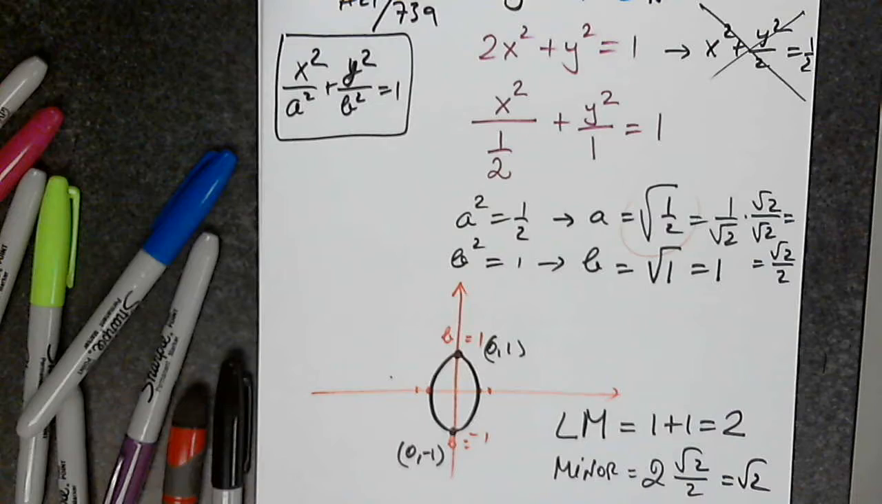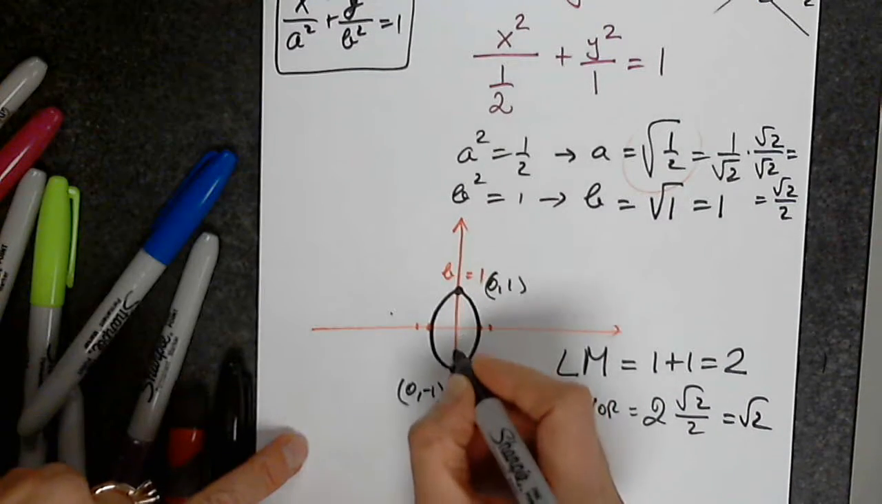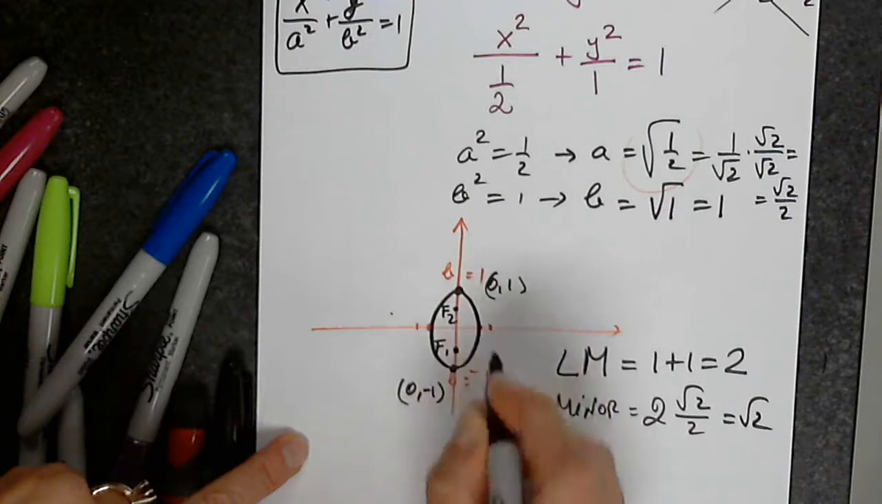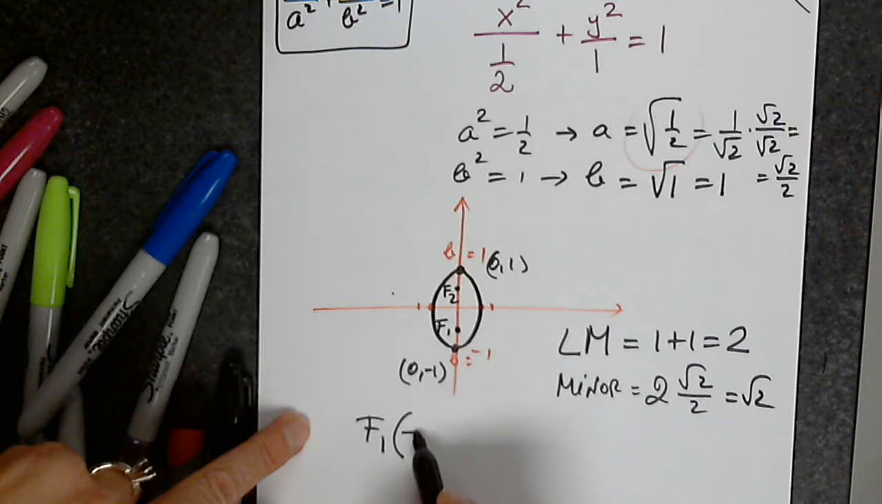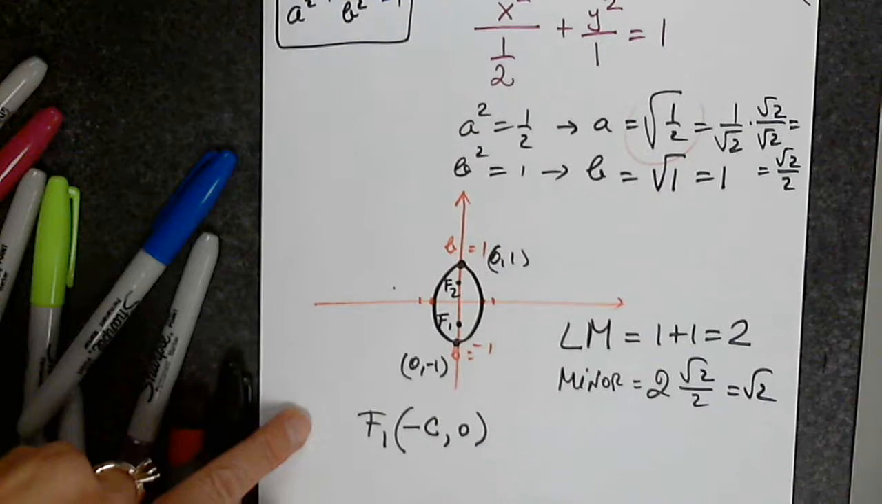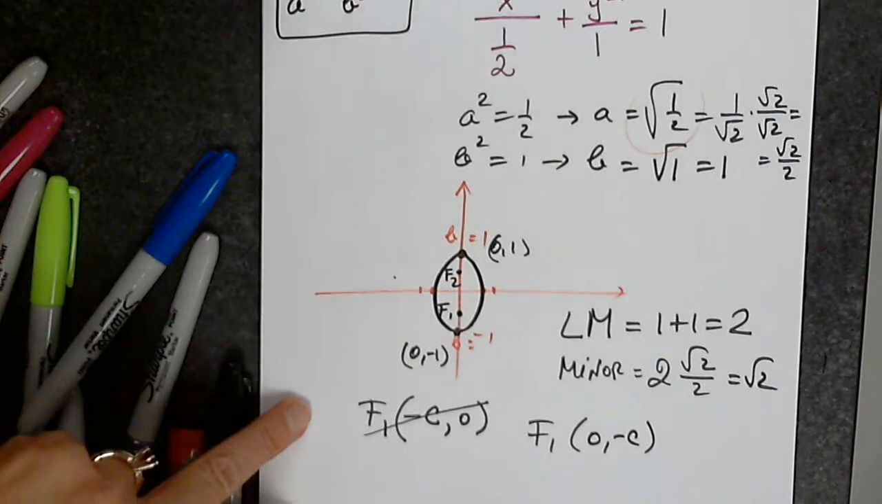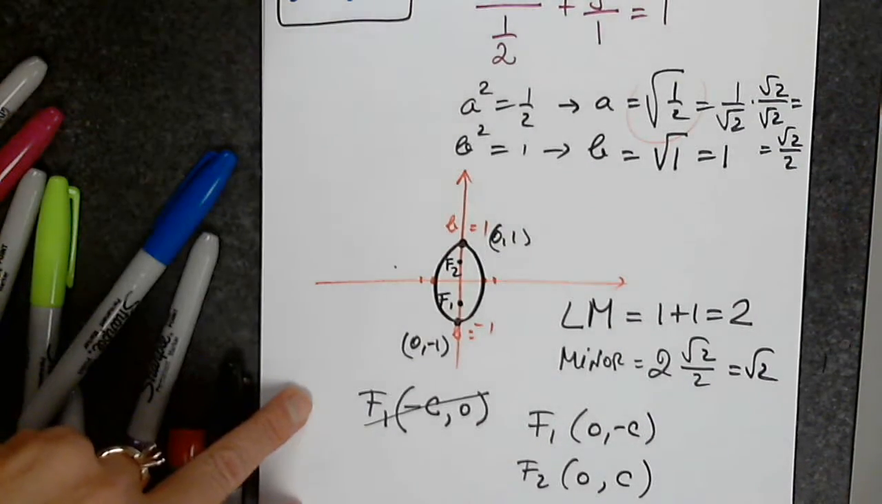Any questions? Are we okay so far? Okay, so now we have here somewhere an F1 and here somewhere an F2. So obviously F1 will have the coordinate -c, 0. The other way around, of course, sorry, because it's on the y-axis. So F1 will be 0, -c, and F2 will be 0, c, but I have to find c.